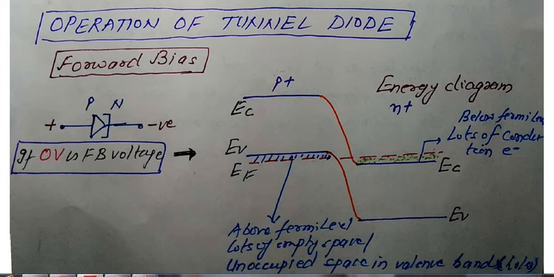Now we can see here in this portion there are loads of conduction electrons below this Fermi level. This red line EF is the Fermi level. So towards the N plus side there are loads of electrons which are present below the Fermi level. On the other hand, above the Fermi level here we have loads of empty space, which is shown here in blue color, unoccupied space in the valence band, or we can say the holes.